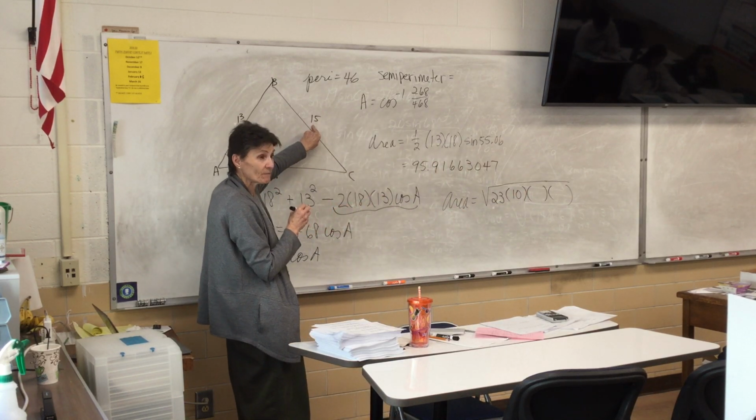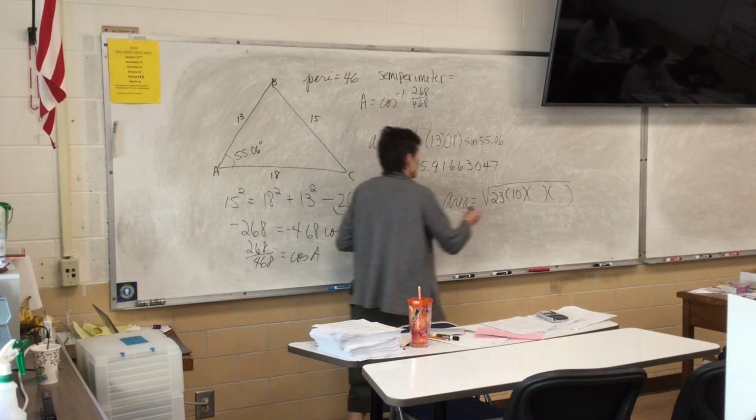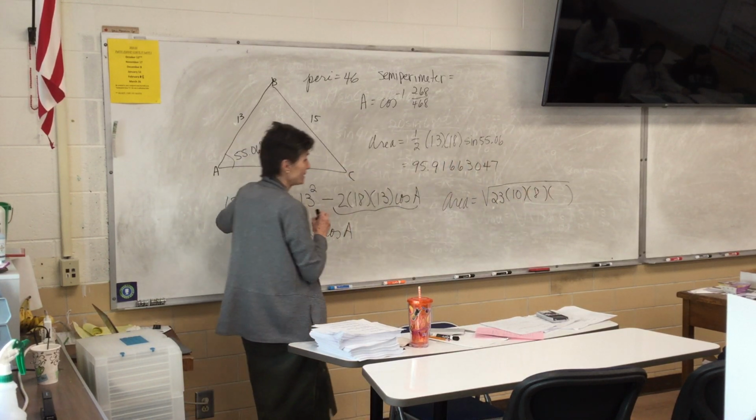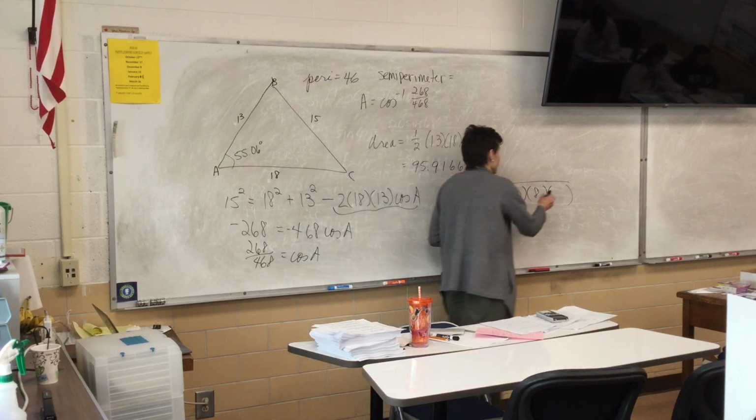23 minus 15 would be 8. And 23 minus 18 would be 5.